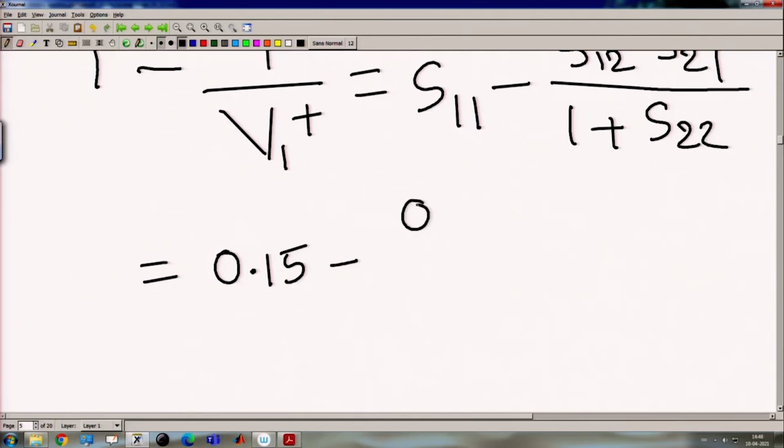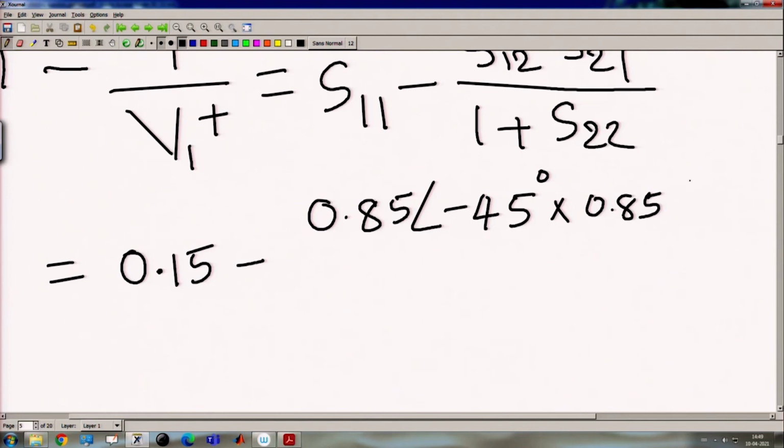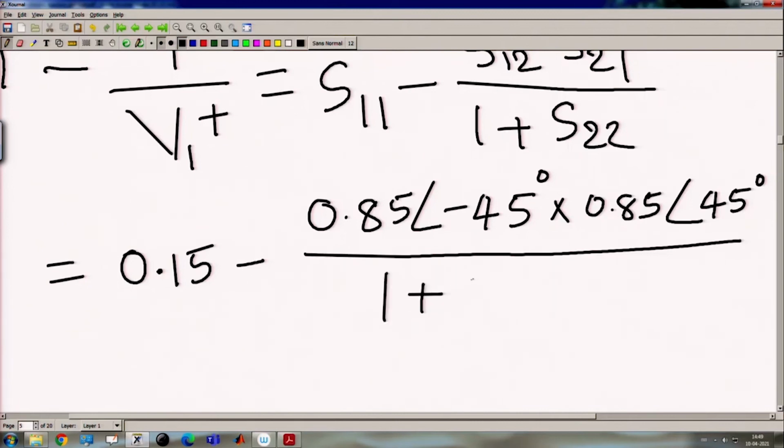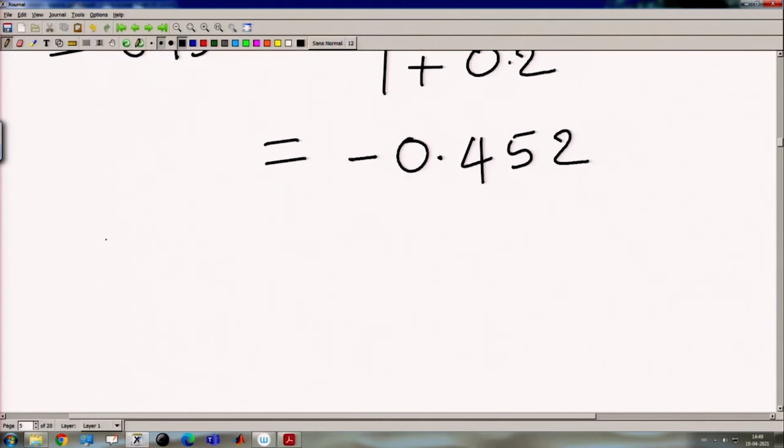So, this will be equal to 0.15 minus 0.85 at minus 45 degrees multiplied by 0.85 at plus 45 degrees, divided by 1 plus S22, that is 1 plus 0.2. Phase is 0 degrees, that means we can write 0.2. So, after calculation, this will give minus 0.452. So, this is the gamma.